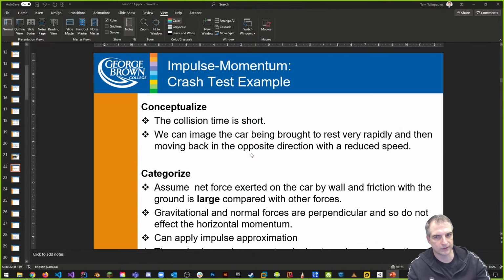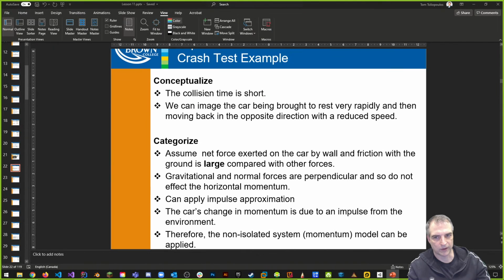Let's analyze this. Again, the collision time is very short, 0.15 seconds. We can imagine the car being brought to rest very rapidly and then moving back in the opposite direction, reflected back because of the energy that's coming back.